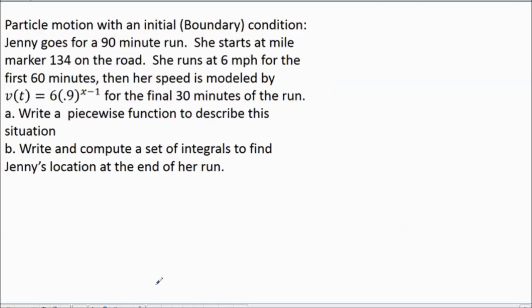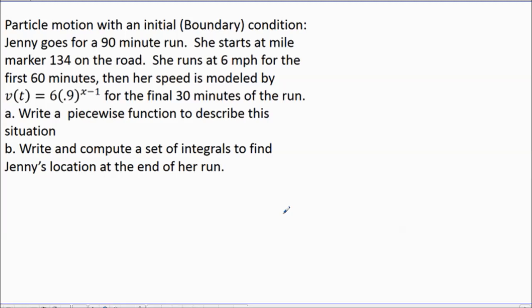Okay, one final example, we'll be done. This one is going to have particle motion with an initial condition. Hooray! Okay, Jenny's going to go for a 90-minute run. She's going to start at mile marker 134 on the road. That's the initial condition. She runs at 6 miles per hour for the first 60 minutes, and then her speed is modeled by a function, which is given there, some sort of exponential decay model. Okay, and that goes for the final 90 minutes. Wow, 90-minute run, what a good runner.